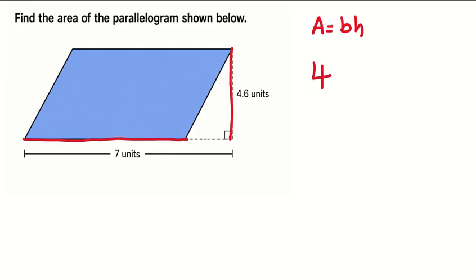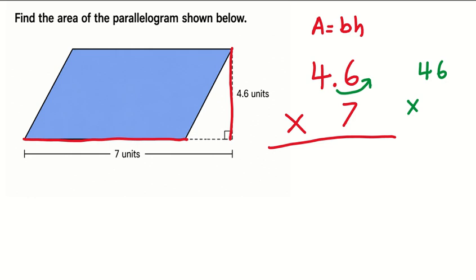You can simply set it up like this. 4.6, or 4 6/10 if you'd rather, multiplied by 7. Now, I can actually multiply this as if it were 46 times 7 by simply moving the decimal one place to the right. And now what I have is 46 times 7. I just need to remember to put the decimal all the way back to the left when I'm done.